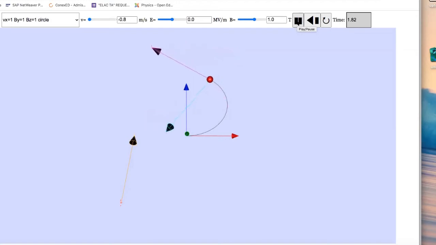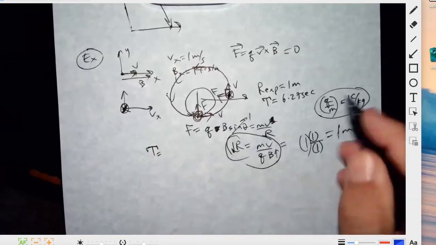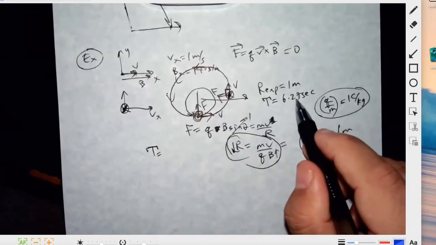Is it still going in a circle? By is 1, Bz is 1. Oh no, it's an ellipse. That was, what was it, 6.27 seconds? How do we determine that?